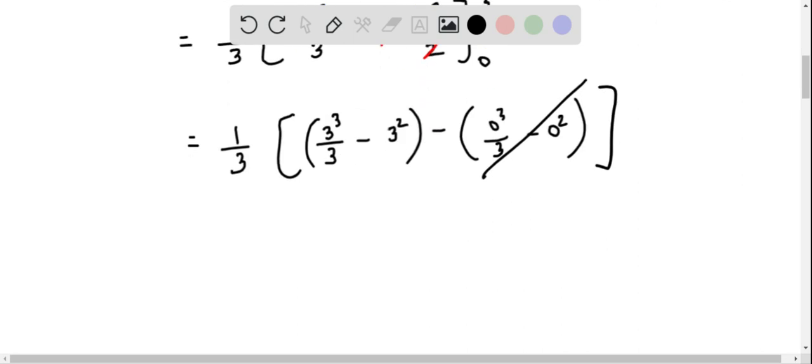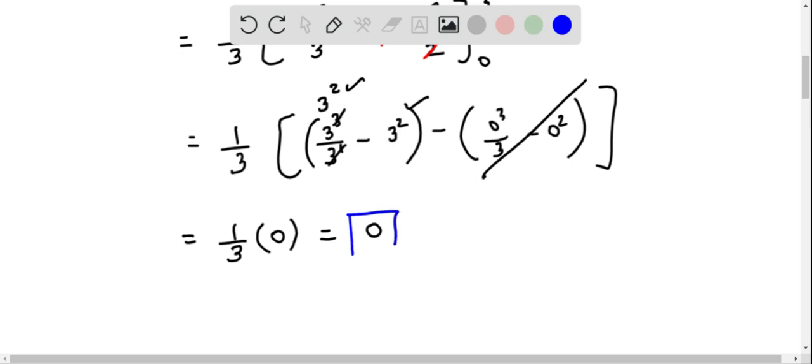So now this simplifies to 1/3, and we can cancel this power. This is 3 power 3, and this is 3 power 1. So we just have to subtract the powers. When we do that, we get this as 3 squared. So 3 squared is 9, and this is also 3 squared, which is 9, and 9 minus 9 is 0. So therefore it becomes 1/3 of 0, which is equal to 0. So this is the average value of the function.